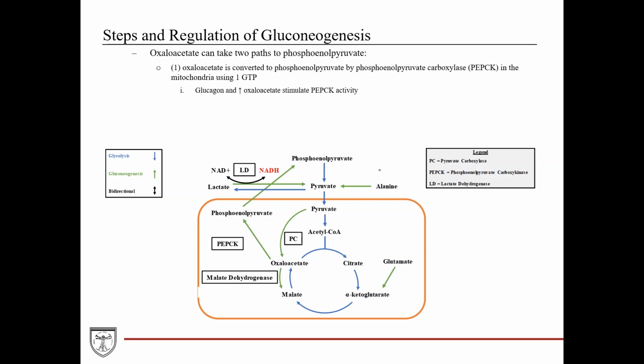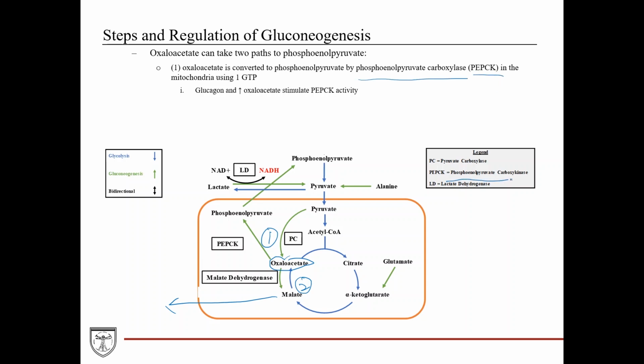All right, so as I mentioned when I was giving an overview of this figure, when you get to oxaloacetate, it can kind of take one or two routes. So it can go directly to phosphoenol pyruvate, or it can get converted into malate, which is then exported out of the cell. So first we'll talk about route number one. So oxaloacetate, it gets converted into phosphoenol pyruvate by an enzyme called phosphoenol pyruvate carboxylase, or PEPCK.